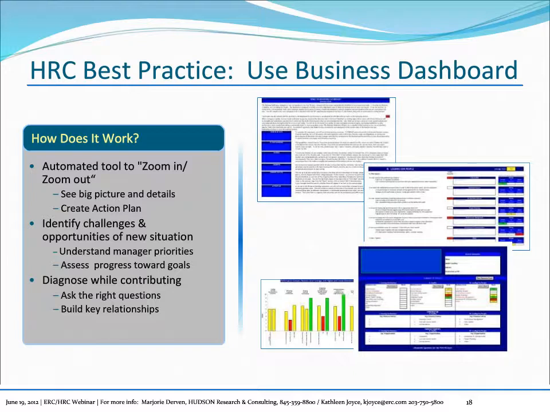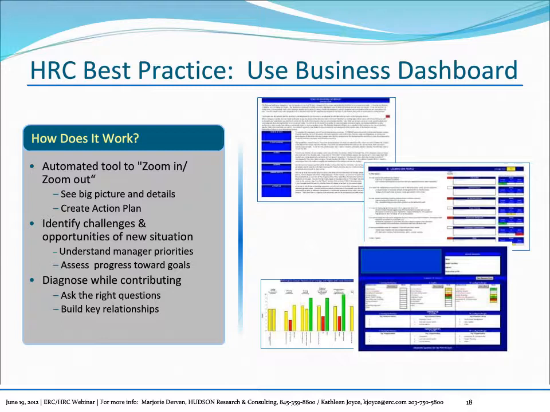But in order to be effective in today's world, people really need to be able to first understand what the key challenges are, what the key opportunities are, what my manager's priorities for me are, and how I will understand that I'm making substantial progress towards the goals that have been set. So this tool, which I'll show you in a minute, really enables you to make that diagnosis while you're contributing by asking the right questions and building key relationships.